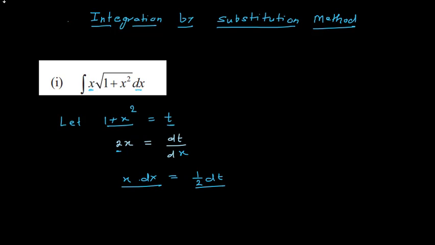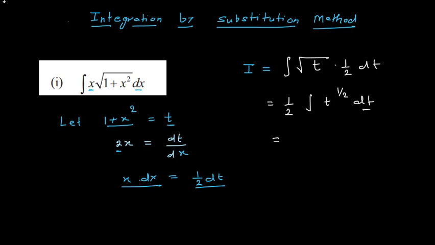With this substitution, the integration I becomes the integration of x dx, replaced by 1 by 2 dt, and root of 1 plus x square, which is replaced by t. So it is t into 1 upon 2 dt. This 1 upon 2 is a constant, so you take it out. Root t you can write as t power 1 by 2. So t power 1 by 2 dt. Now the variable is t here, and we are integrating with respect to t.